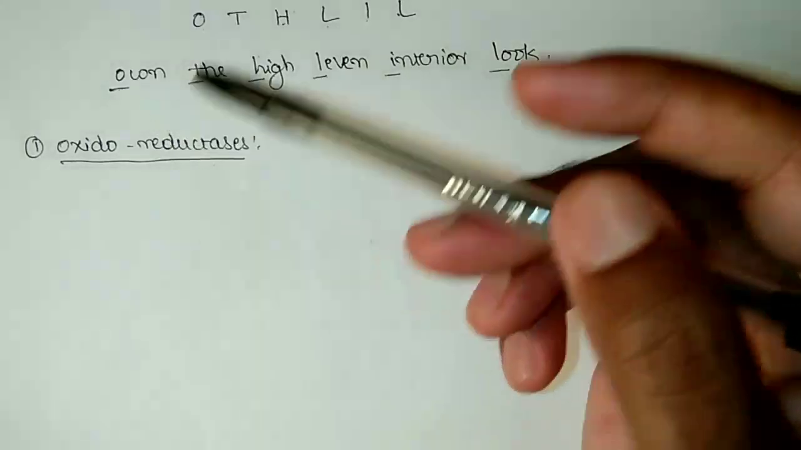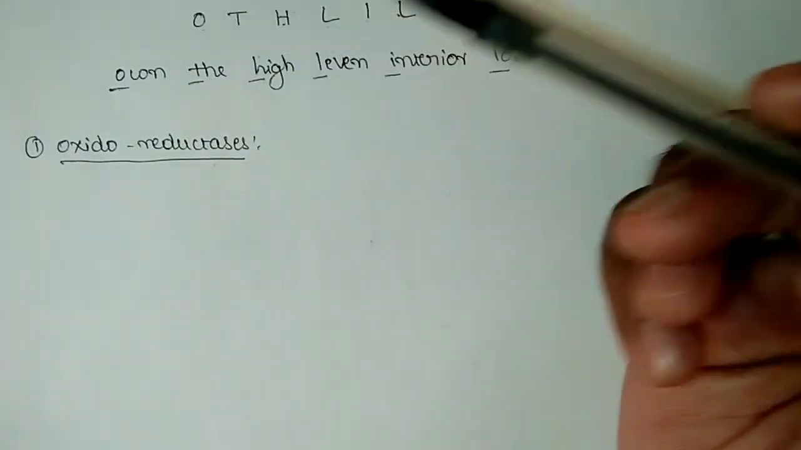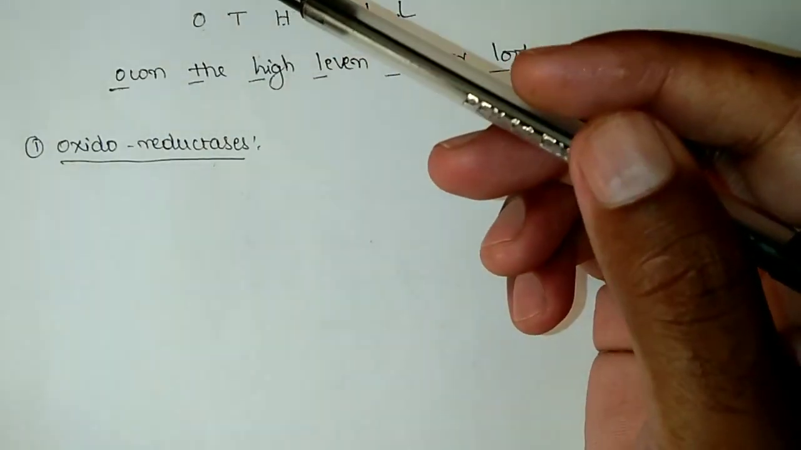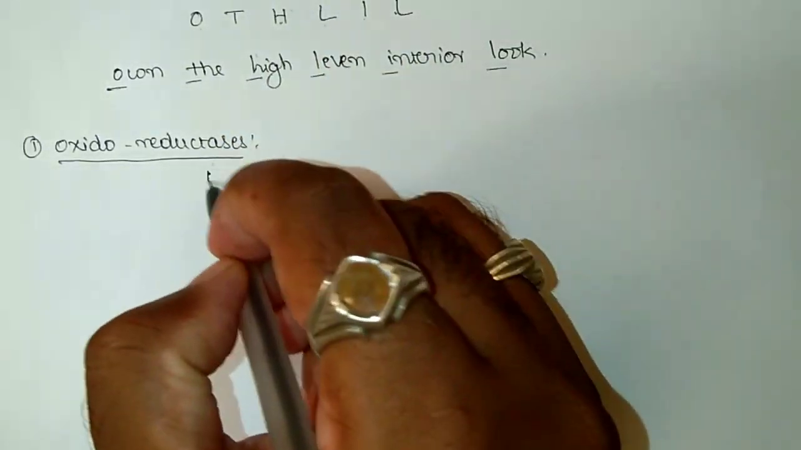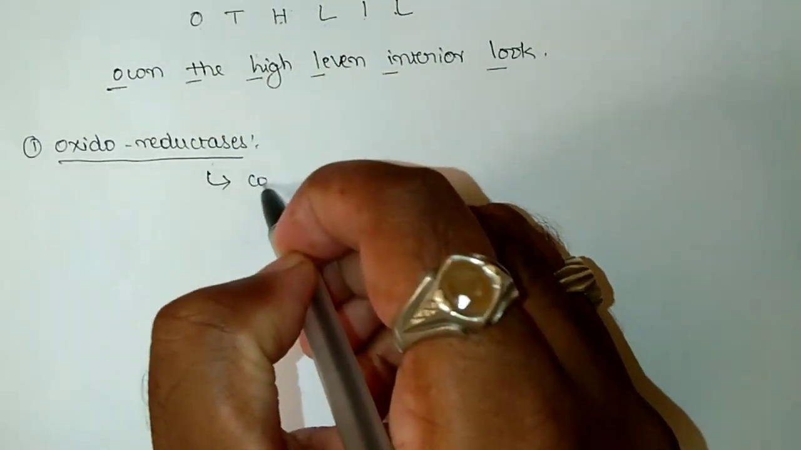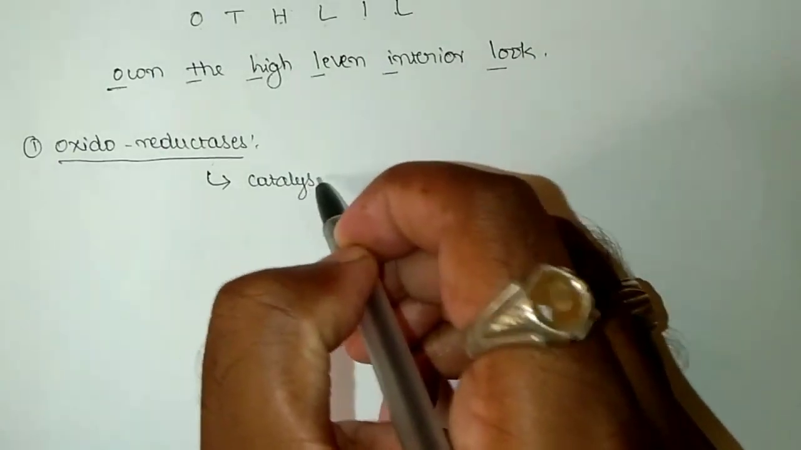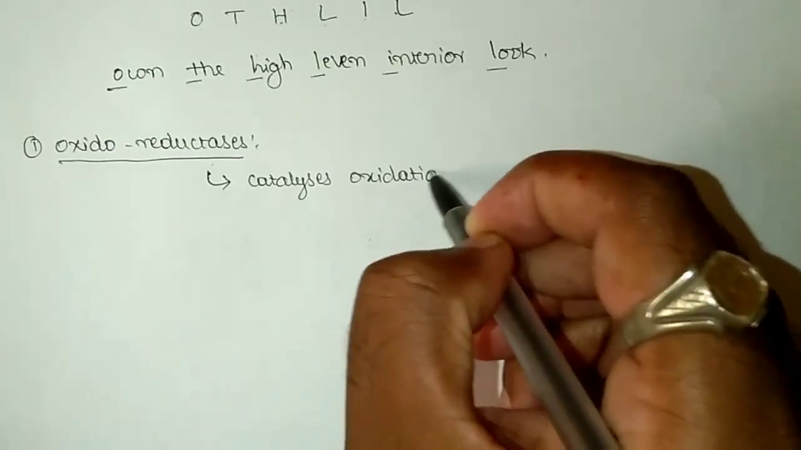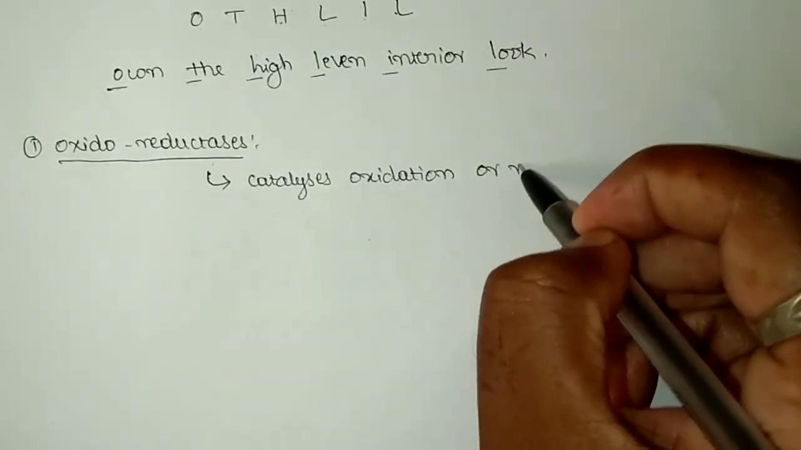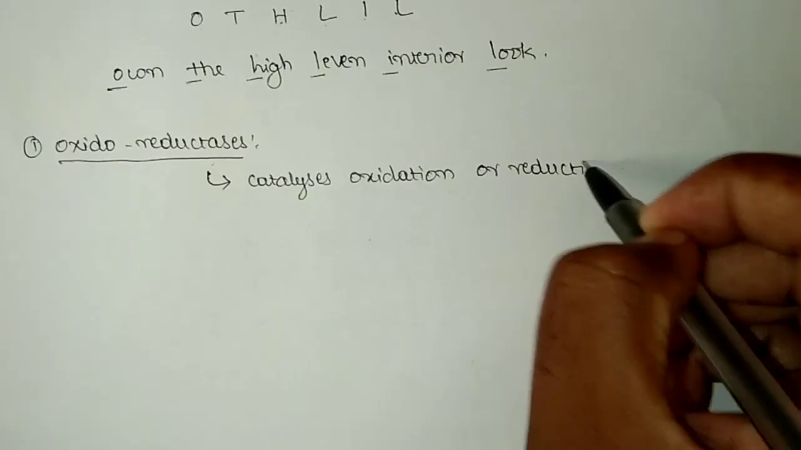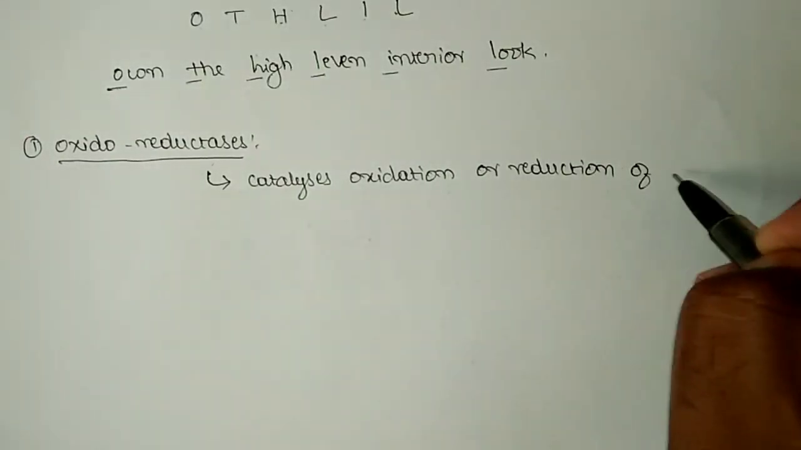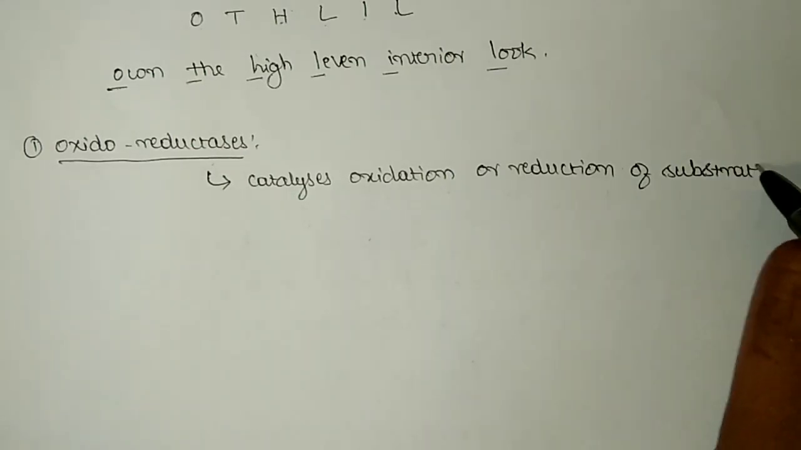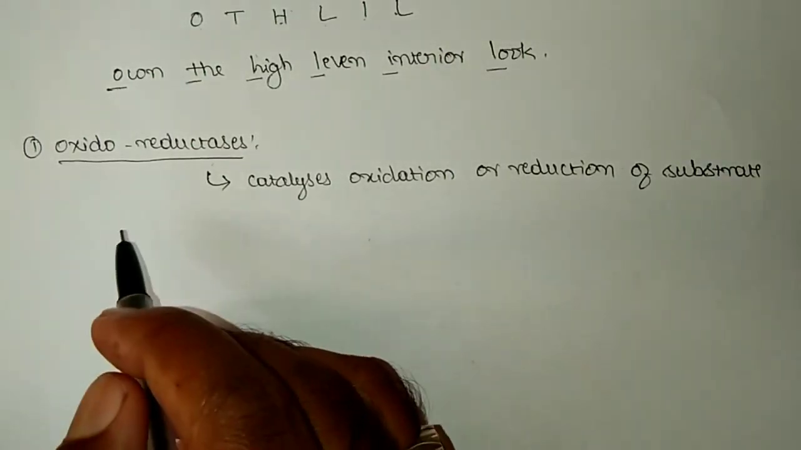And how will the oxidation or reduction of the substrate molecule occur? Simply by transfer of hydrogen or by the transfer of electrons. So oxido reductases are the enzymes that catalyze oxidation or reduction of substrate by transfer of either hydrogen or electrons, right?